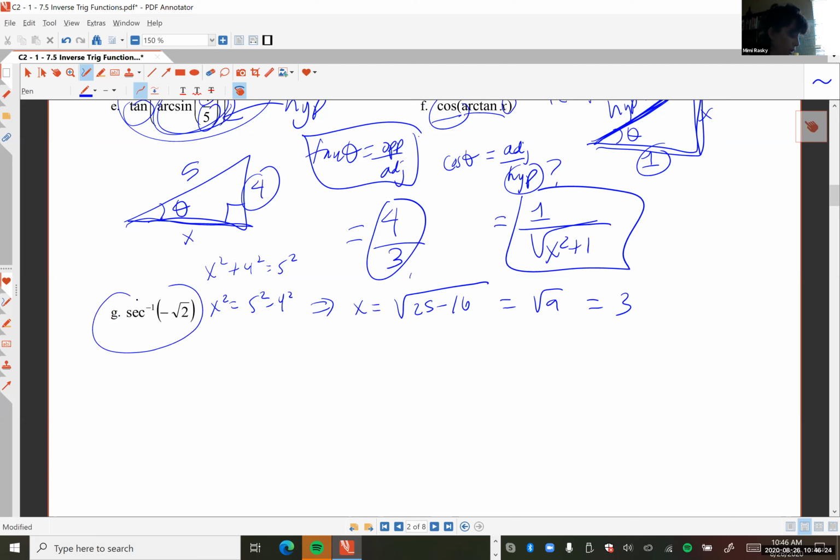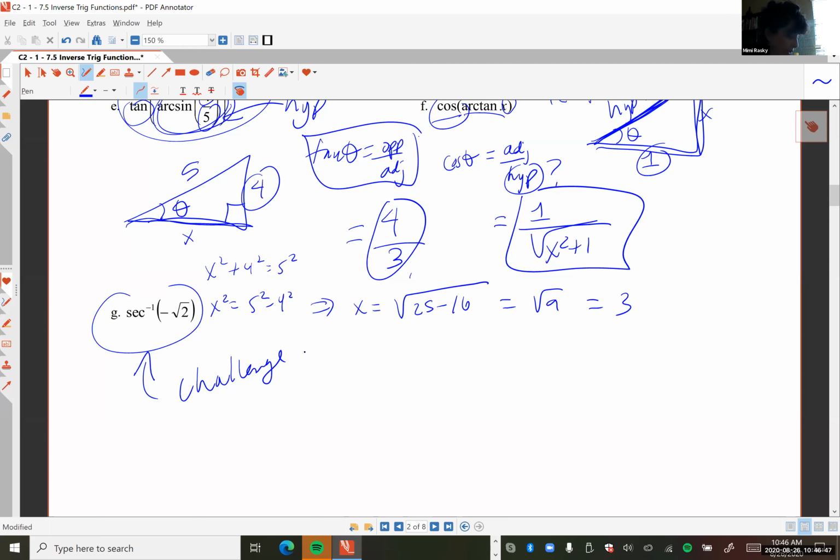Okay, I'm going to do a hard one. This is a challenge. Because, first of all, sec inverse is not a button on your calculator. If that said cos inverse of negative square root of 2, I could just get myself into degrees mode and do a cos inverse and figure it out. There's no sec inverse button on my calculator, so that's a problem. So what am I going to need to do?